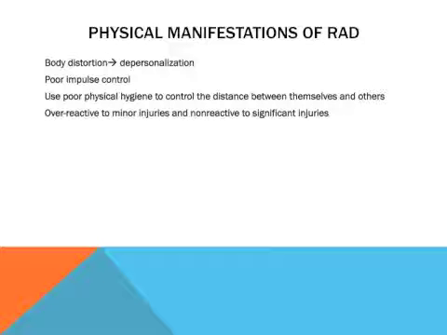They have poor impulse control. They use poor physical hygiene to control the distance between themselves and others. They don't want to get close to other people, and they know that by not physically taking care of themselves, like showering and all that, people aren't going to want to get close to them. And oftentimes they are either overreactive to minor injuries and non-reactive to significant injuries. They don't know how to appropriately react to injuries that they endure.